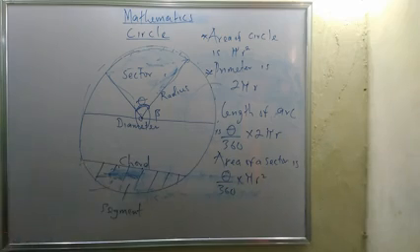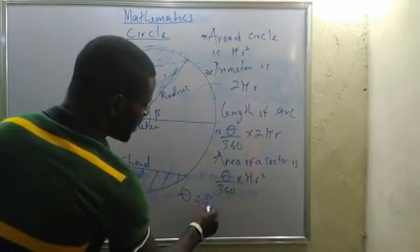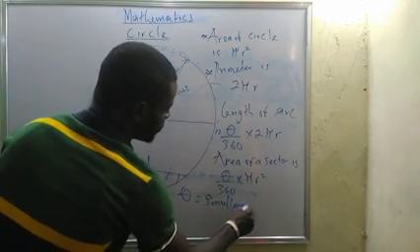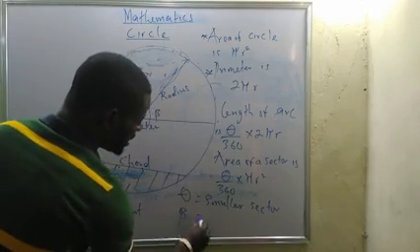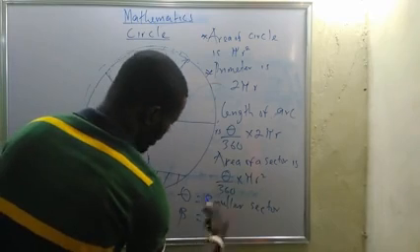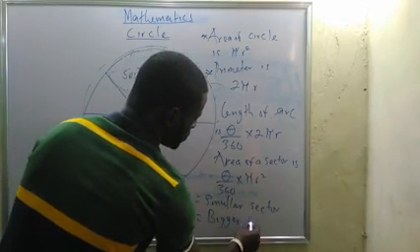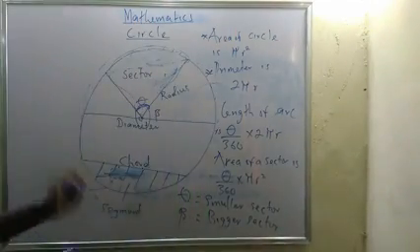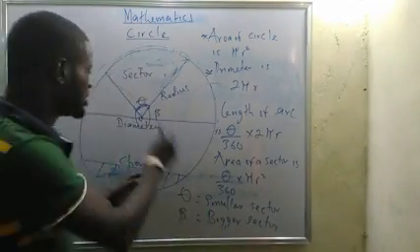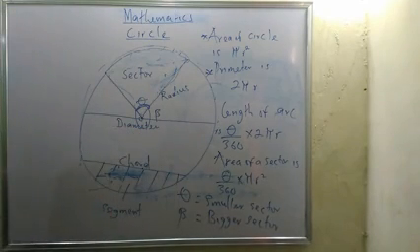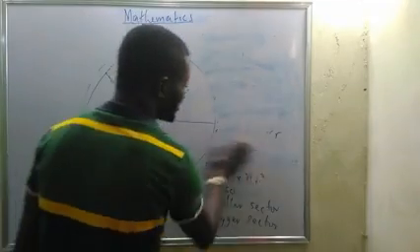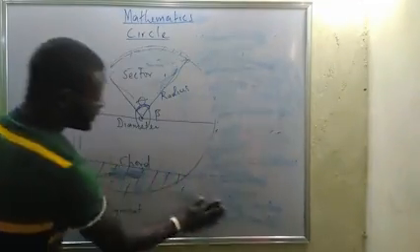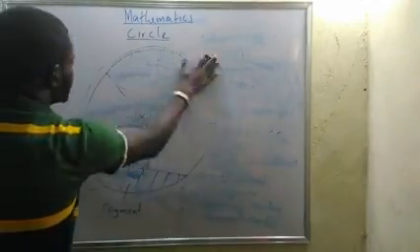It means there are two sectors here. Theta is the smaller, or minor, sector. Beta is the bigger, or major, sector. It means indirectly there are two sectors here, the upper part and the lower part, this part and this part. Now, when we talk about area of sector, we are talking about pi r squared. Another one that we need to understand here is very, very important.